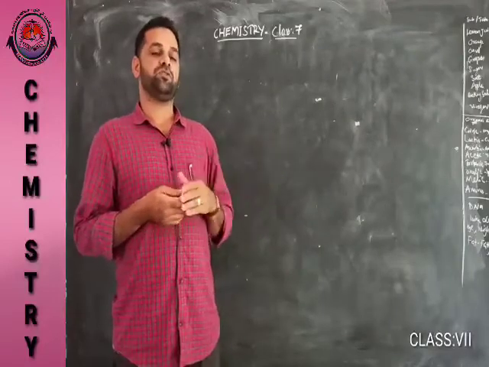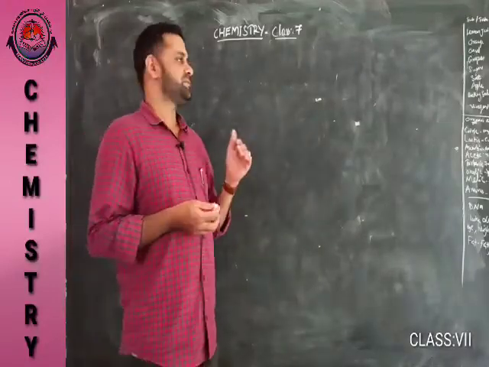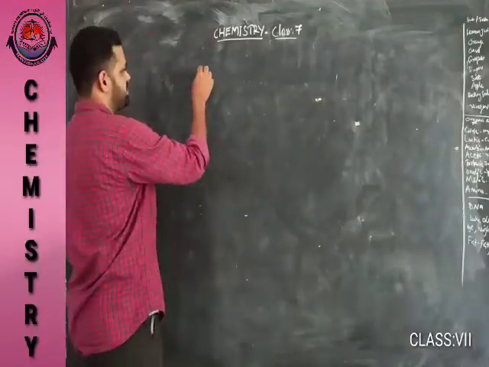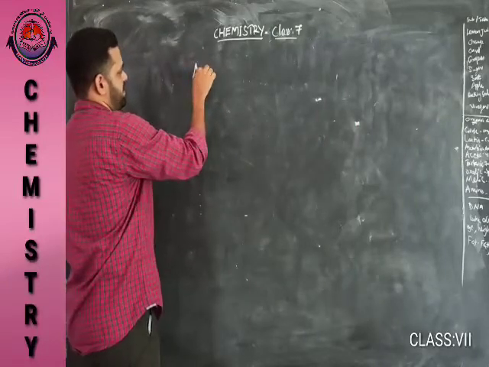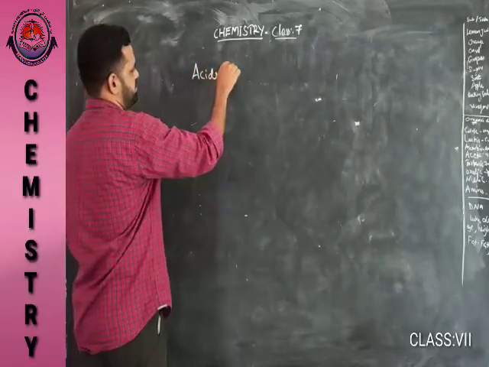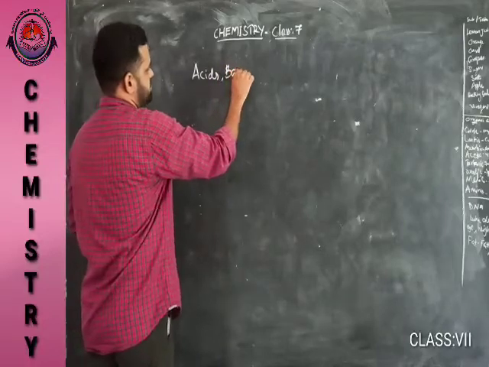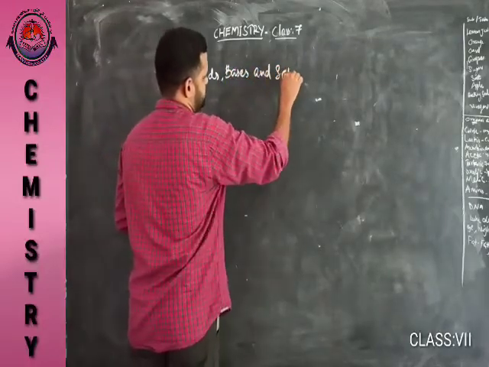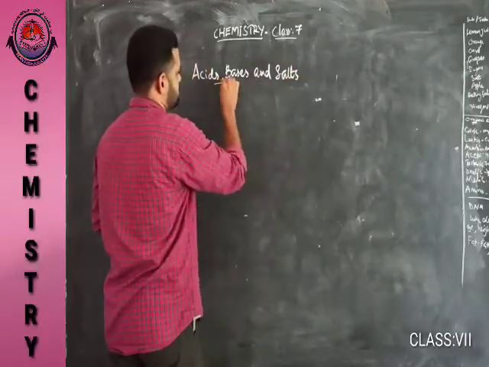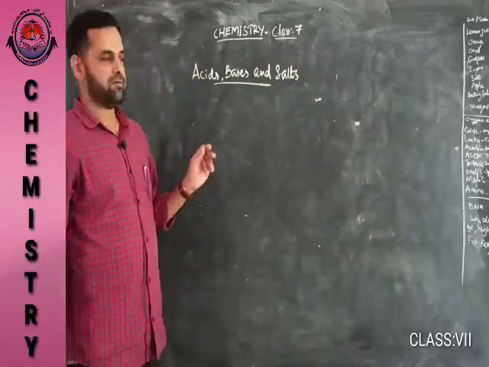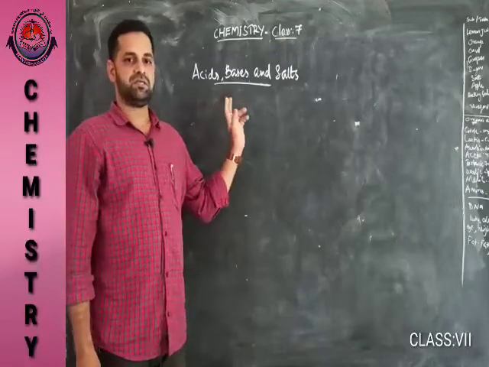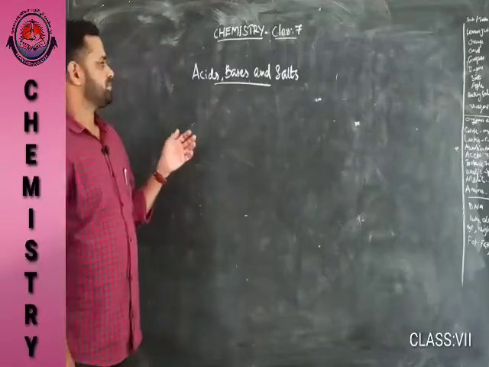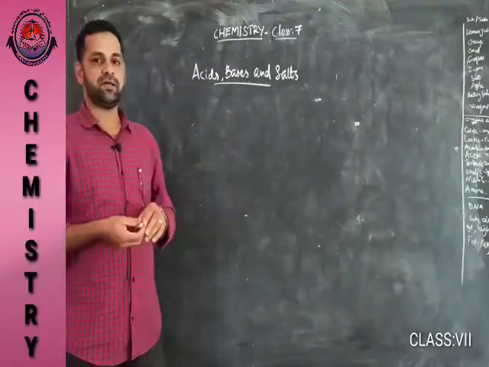So we move on to the next chapter. The next chapter's name is acids, bases and salts. This is chapter number 5 in chemistry. It is chapter number 2. Okay, so acids, bases and salts.